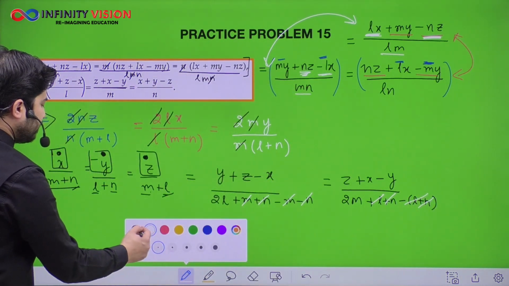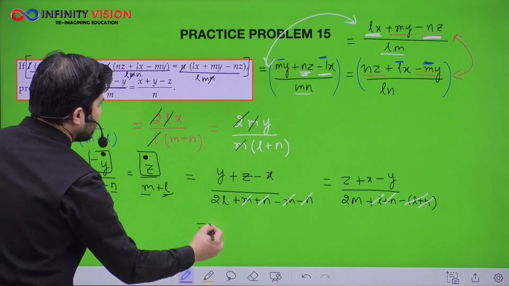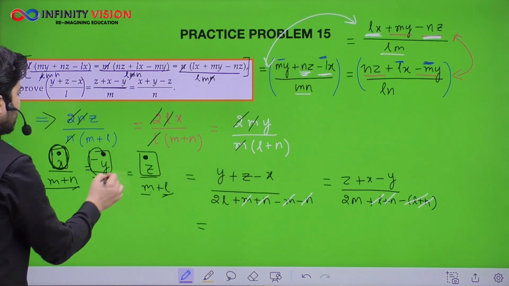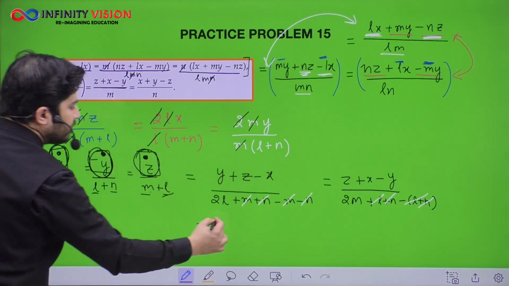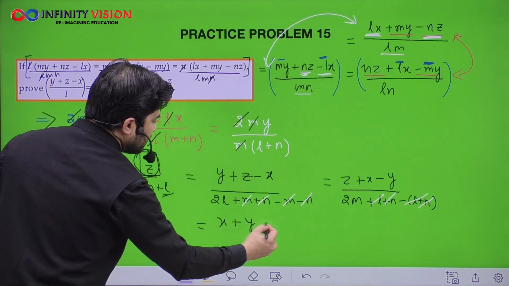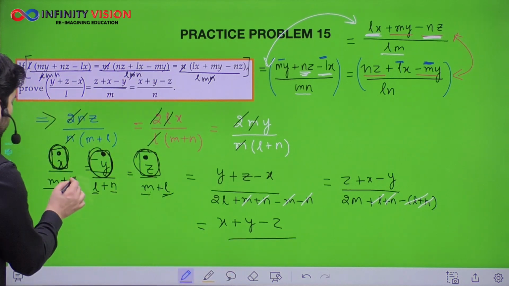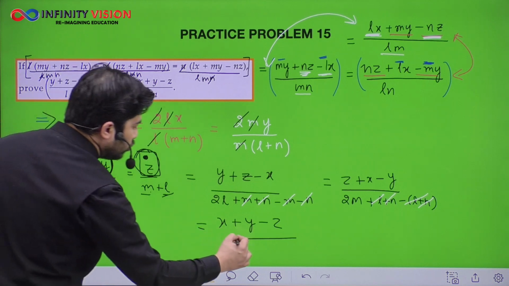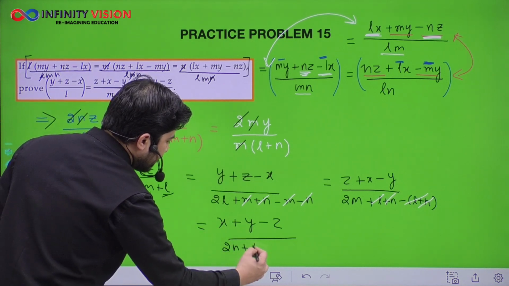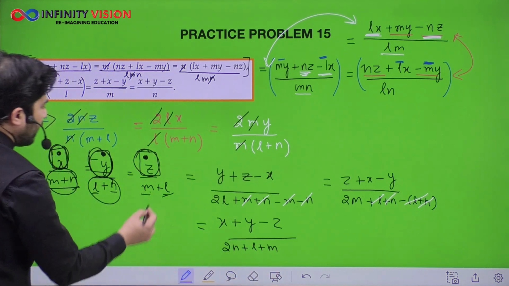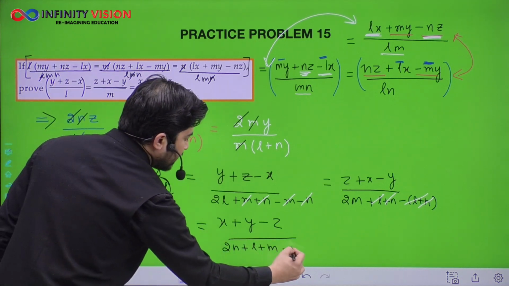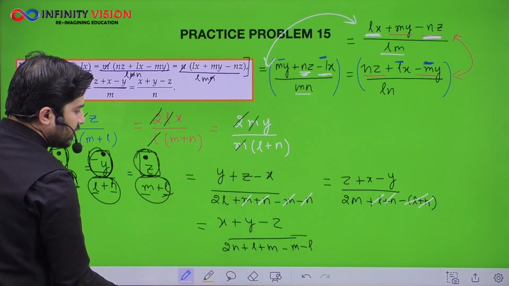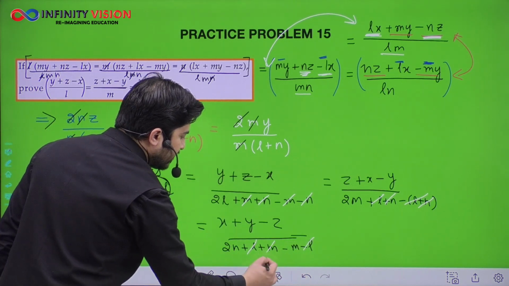At the same time, the third guy, which is your x plus y minus z, means this antecedent plus this antecedent minus this antecedent, x plus y minus z. So this consequent m plus n and this consequent L plus n, that makes it 2n plus L plus m minus this consequent, minus m minus L. So eventually you can say L will cancel L, m will cancel m.